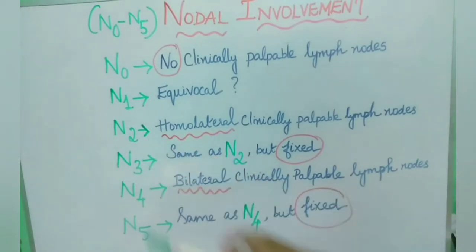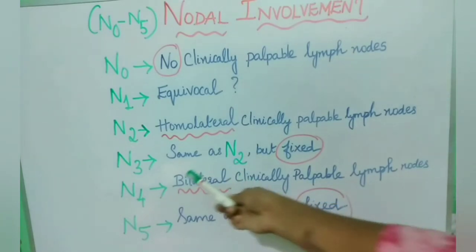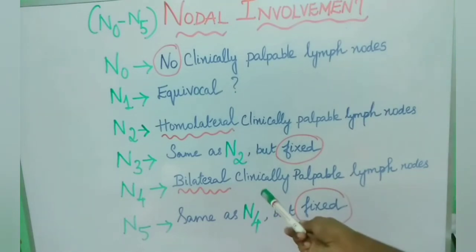Next is N2. If there is a presence of clinically palpable lymph nodes on the same side, that is homolateral, we can give it as N2 nodal involvement. Next is N3, that is homolateral clinically palpable lymph nodes which are fixed. So that is N3 nodal involvement. Next is N4, that is presence of bilateral or contralateral clinically palpable lymph nodes. In case of N5, there is presence of bilateral clinically palpable lymph nodes which are fixed. So this is about nodal involvement.